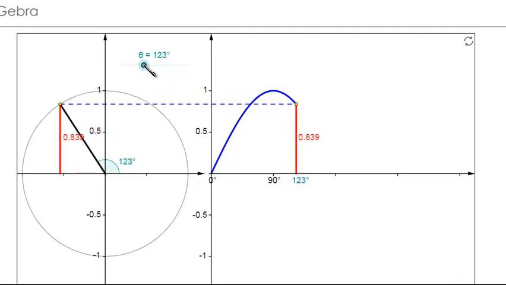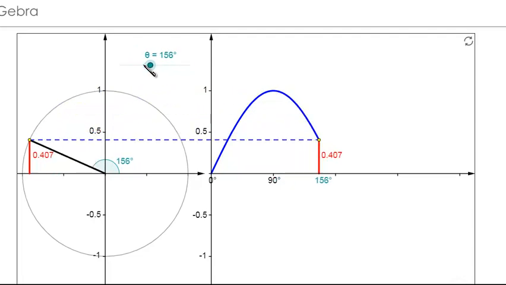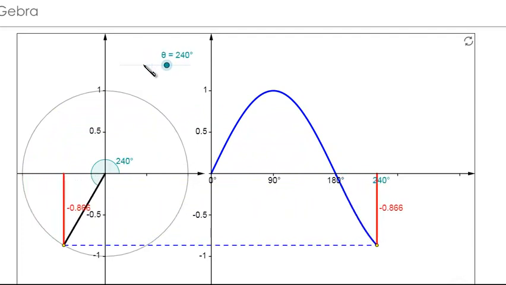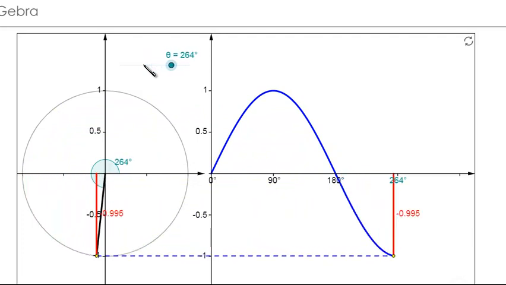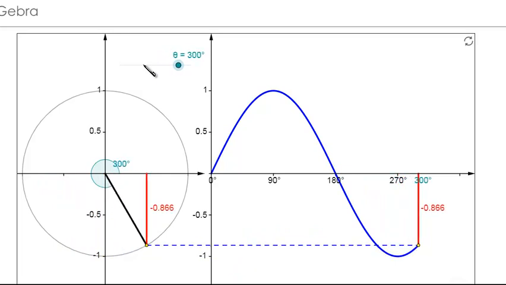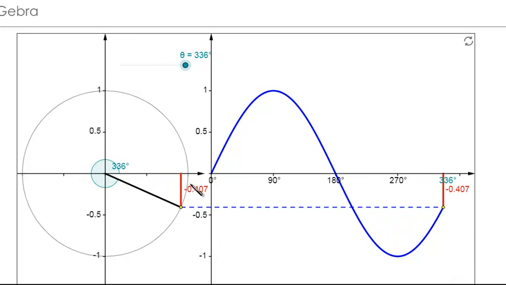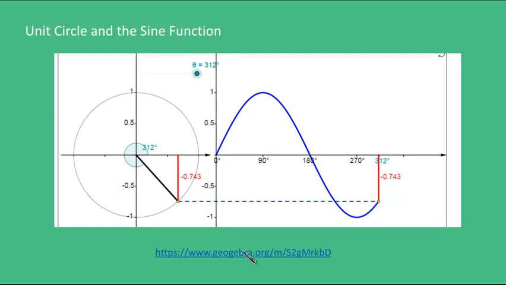And we can continue doing this. Notice, the y value continues to decrease and then it starts increasing again. And so this could conceivably go on forever and ever. As we continue going around past 360, this would continue on to the right here. So that app can be found here.